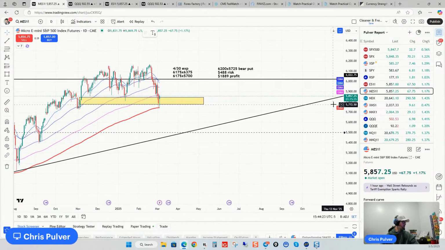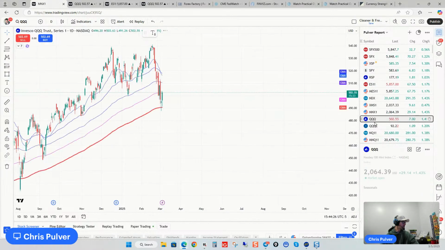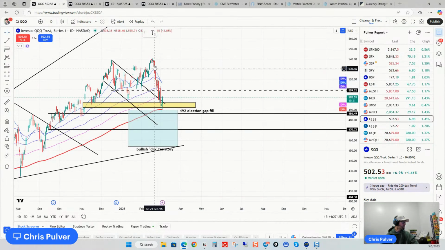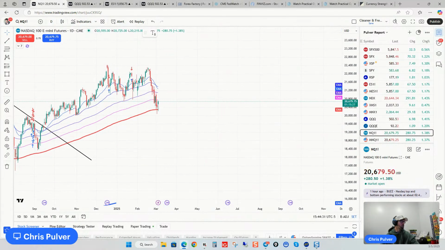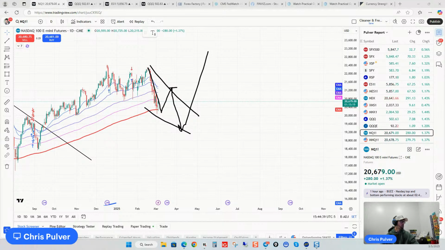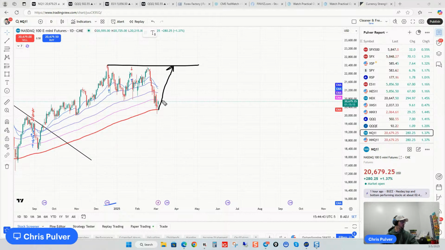MES, micro S&P, still not confirmed. Qs still not confirmed. NQ hit the 200. It looks like we could have a rally, right? It looks like we could, but what if this is a flush down first? I have no idea. If it goes straight up from here, congratulations. This market loves the 200 moving average, and off we go. I'm just not buying it yet.